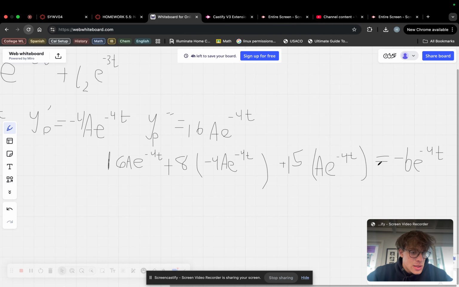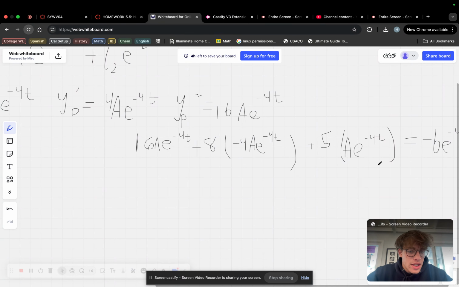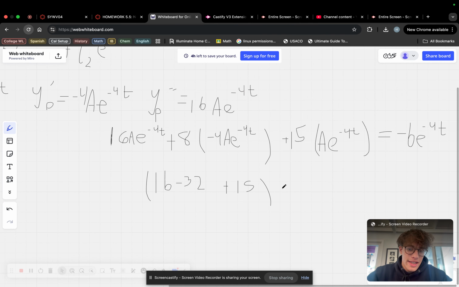Okay, now we can factor out this a e to the negative 4t, and we get 16 minus 32, which is 8 times negative 4, and then plus 15. Boom, and then we are factoring out the a e to the negative 4t.